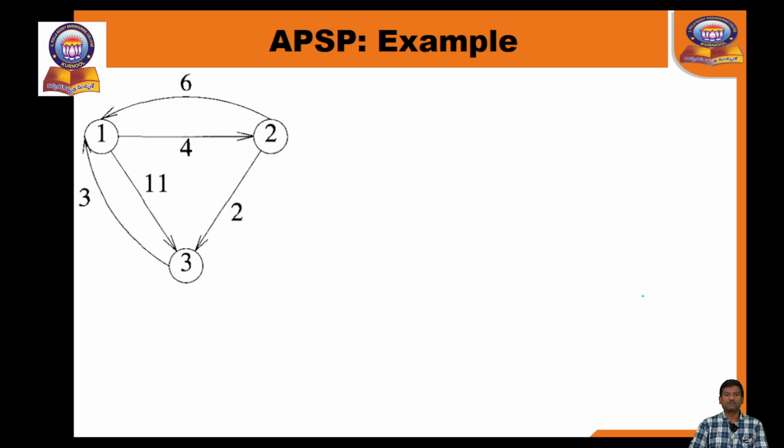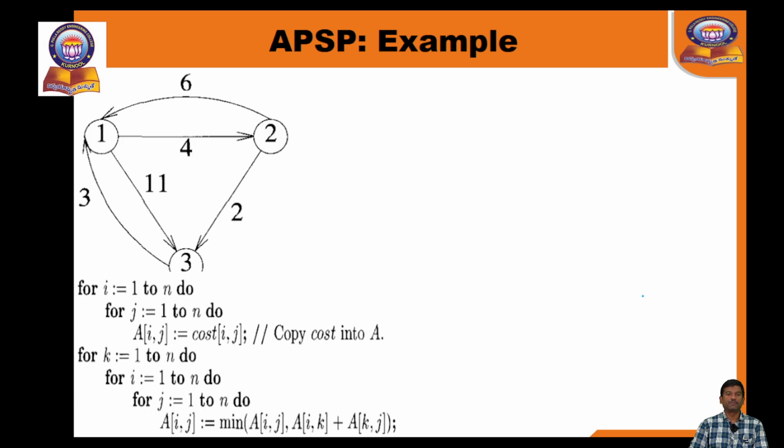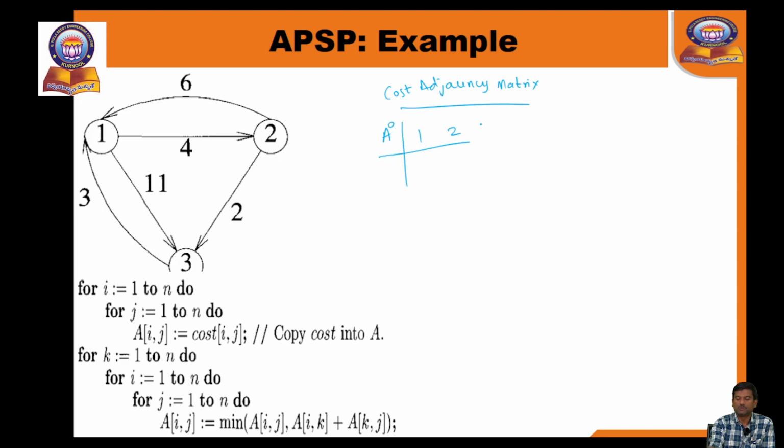Those are the edge weights. So here, given the graph, and depending upon the algorithm used to solve the all pairs shortest path problem, the two nested loops are used to store the cost adjacency matrix into the A matrix. So what is this cost adjacency matrix? Within the cost adjacency matrix, it depends upon the number of vertices. That is 1, 2, 3.